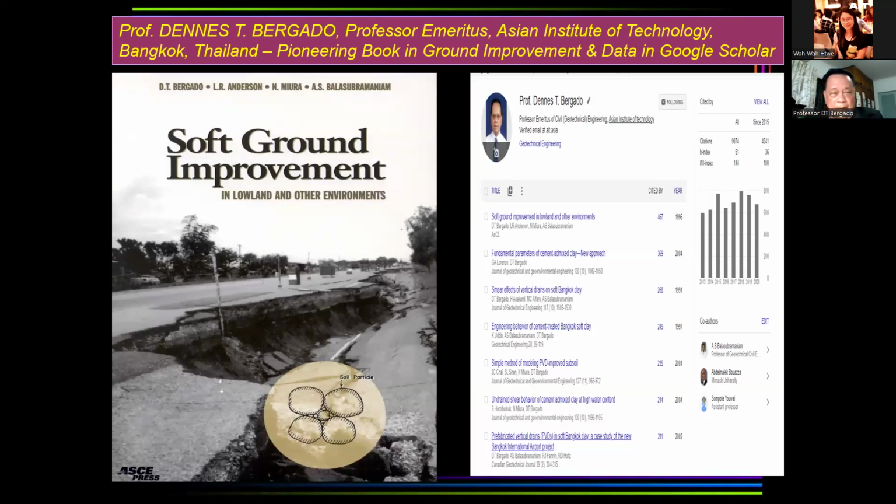And I wrote a book a while ago about soft ground improvement, which is a pioneering book in ground improvement, which includes all the elements of ground improvement in one volume. On the right side, you can see the first page when you search for me on Google Scholar.